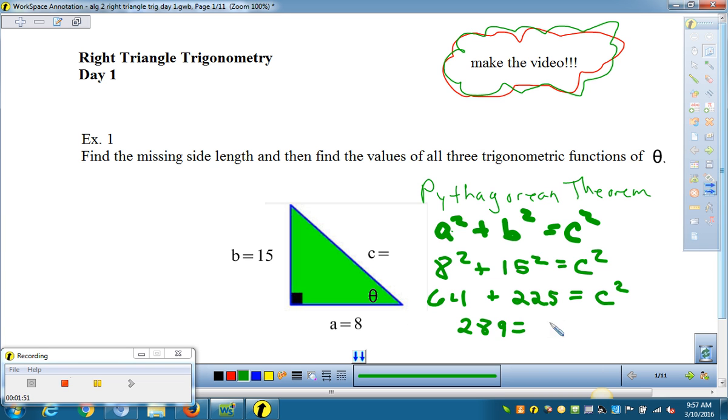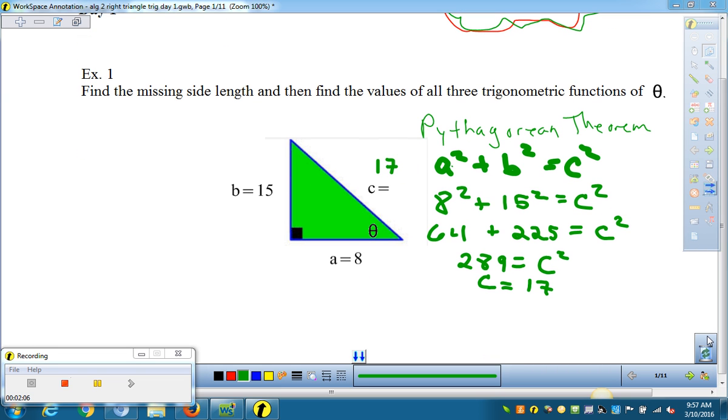And then how do I solve for c? Right. Then we get c equals what? 17. All right, so let's label that now. That's the missing side length. This is now 17. And now we want to find all 3 trigonometric functions of theta. That means we're going to be finding sine of theta, cosine of theta, and tangent of theta.